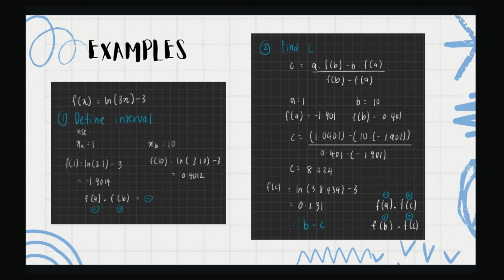The next step is to find the c value. By substituting back the values of a, b, fa and fb into the formula, we will get the value of c, 8.434. And we have to substitute the value of c into the function to get the value of 0.231. By looking at the values of b and c, we can conclude that the root lies to the left of b. So we can conclude that b is equal to c.